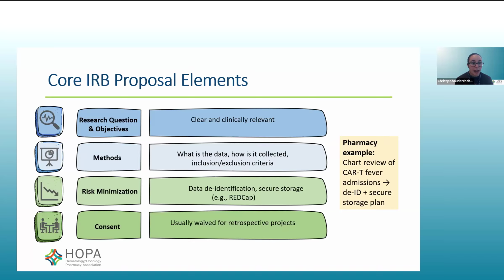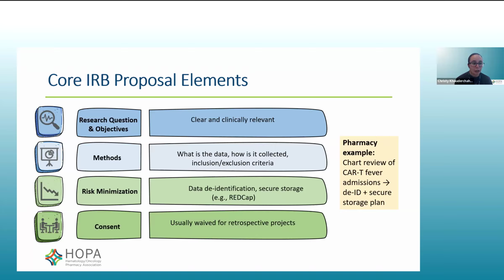Risk minimization. How exactly are you planning to de-identify your data and appropriately, securely store the data? REDCap is a very great utility to do this. There are other options you can use to securely store your data. Sometimes OneDrive is appropriate. I would double check with your institution to make sure that these are HIPAA or PHI compliant before you save data in those drives or clouds, just to be sure.